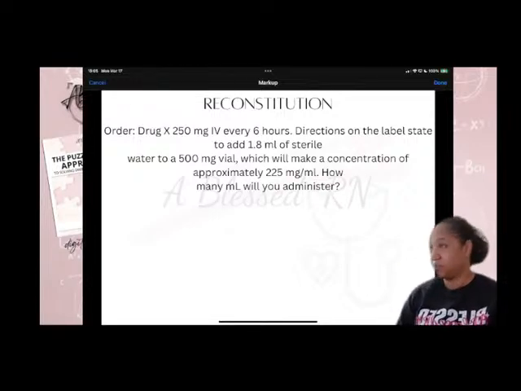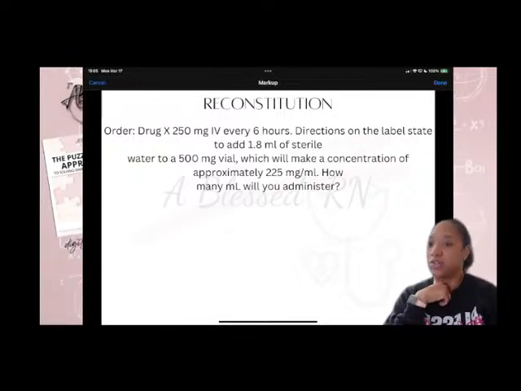All right, so this one is reconstitution. Drug X, 250 mg, IV every 6 hours. Directions on the label state to add 1.5 milliliters of sterile water to a 500 mg vial, which will make a concentration of approximately 225 milligrams per milliliter. How many milliliters will you administer?